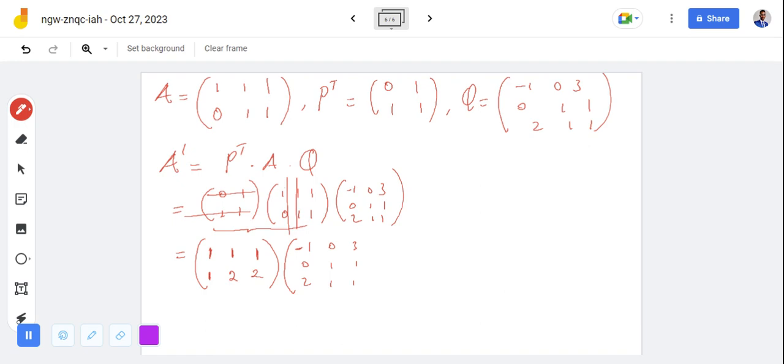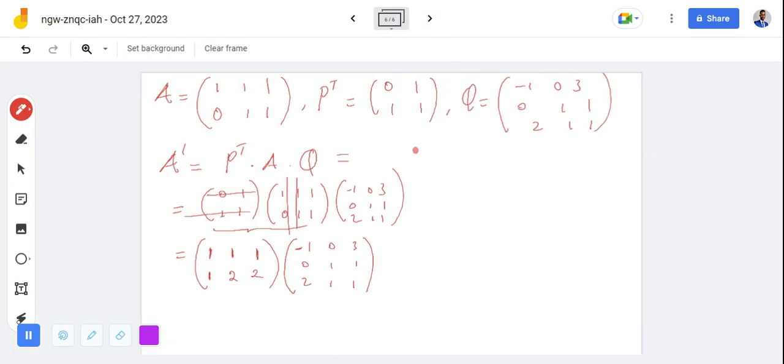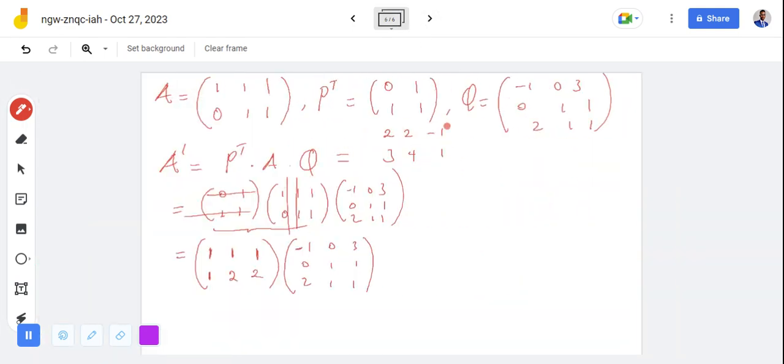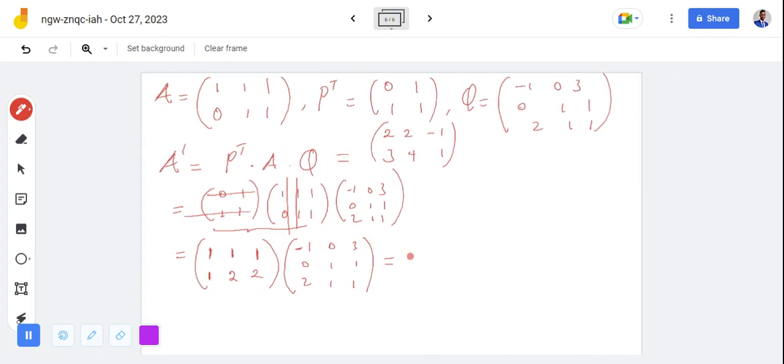But take note, what we want to prove now is that we must get this A prime back. And what's our A prime? Let me write it out: 2 2 minus 1, 2 2 minus 1, 3 4 1. So that's what we must get. If we don't get it, that means the solution I got here is totally wrong. So now let's confirm.